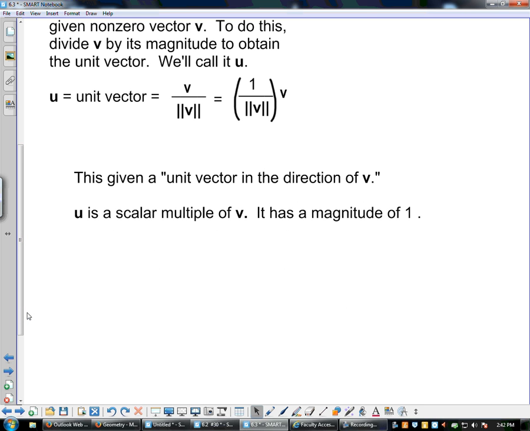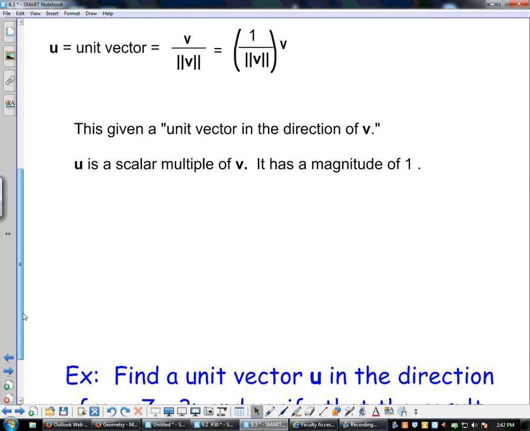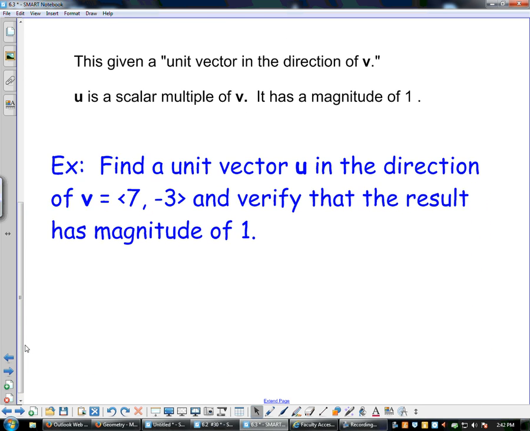Do I have an example? Given a unit vector in the direction. All right, here, let's take a look at this example.